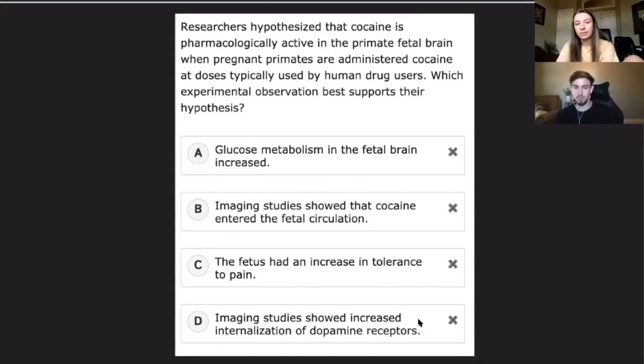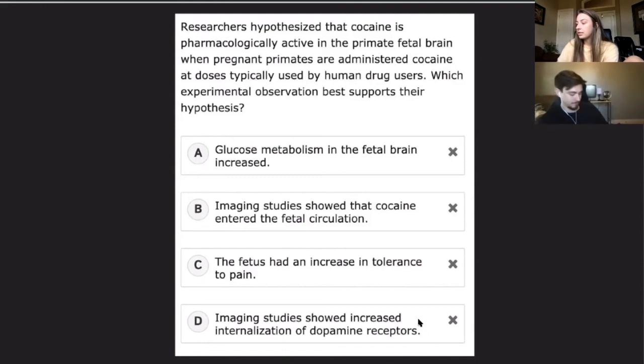And so I'm going to say, well, A sounds okay. I don't know for sure. I don't know anything about fetal cocaine use, but I can make those steps based on the basic sciences that I know about what cocaine does to the brain and what glucose metabolism has to do with the brain.